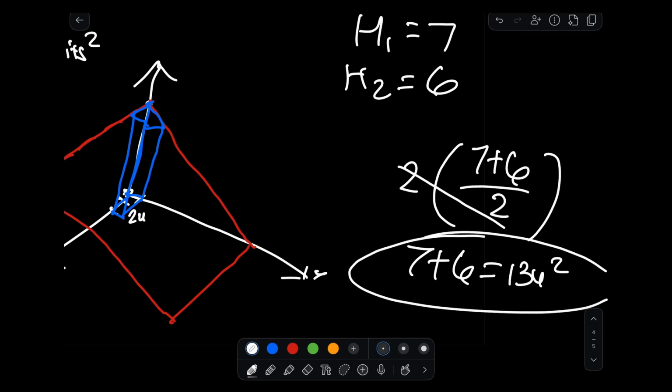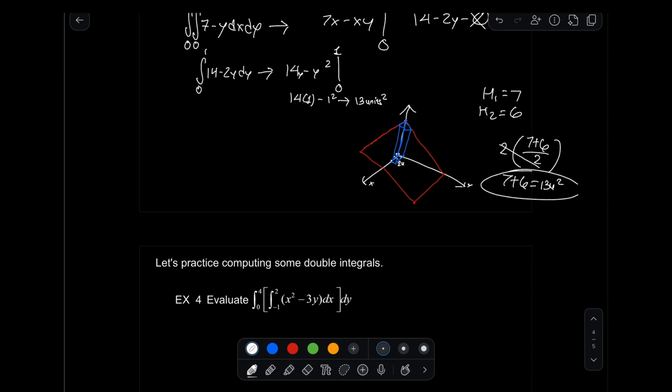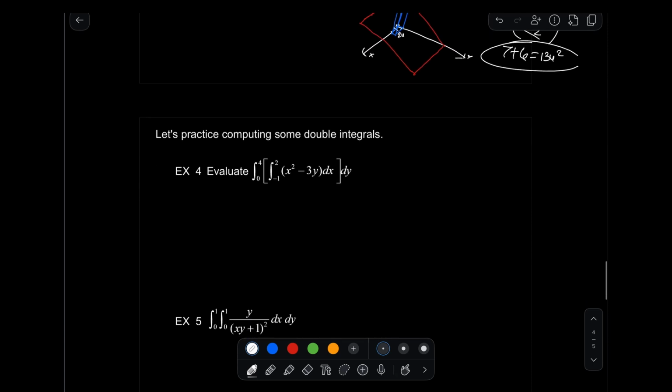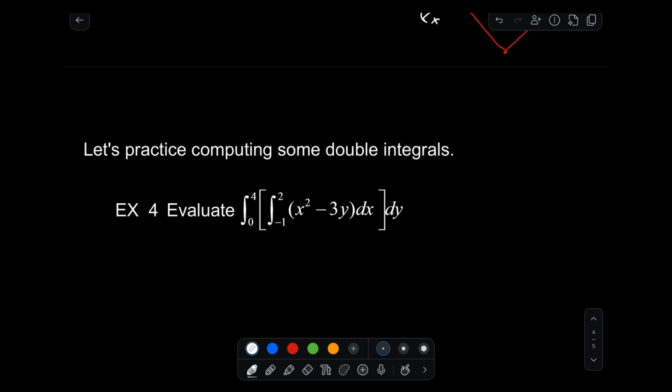And again, that's a really basic example, but you can also use geometry like you did in Calculus 1 to solve some very basic integrals like this, right? But now let's get to some more difficult problems relative to the topic itself. If you want to try this on your own, feel free to pause the video, and let's get right into it.